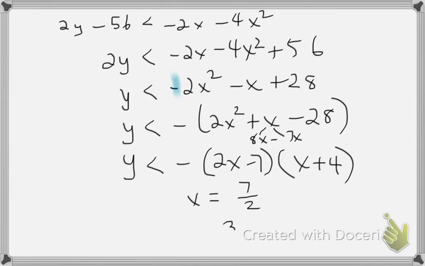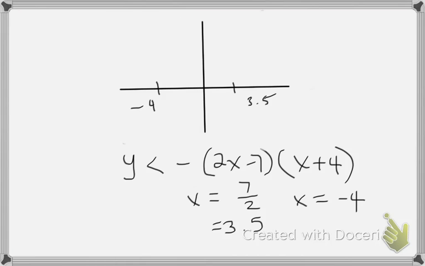Which is just, I believe, 3.5, and x equals minus 4. So these are my x-intercepts. So then when I go to sketch this graph, I note that the inequality sign is strictly less than. So what I'm going to have to do is I'm actually going to have to draw a dotted line quadratic.